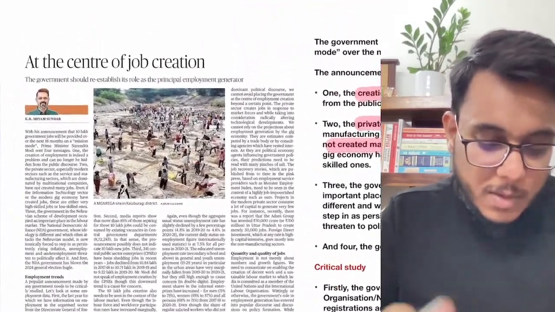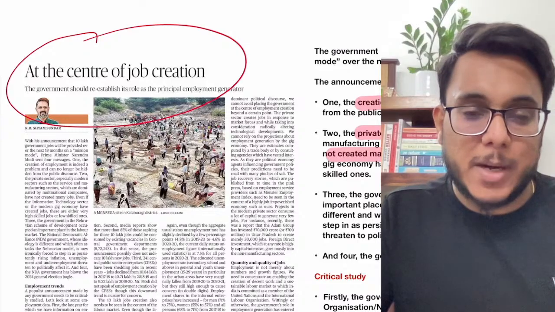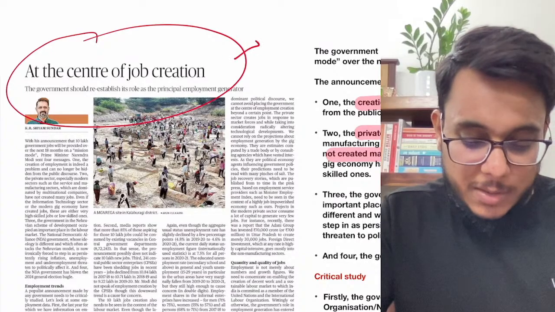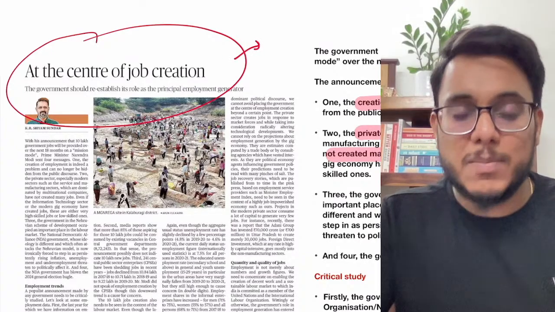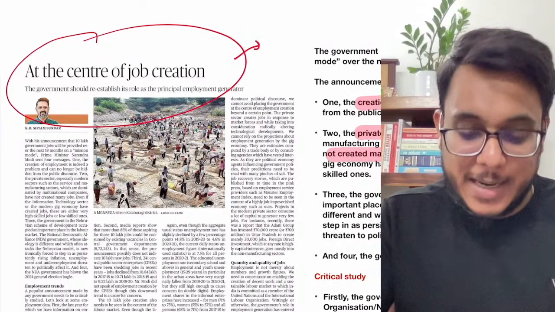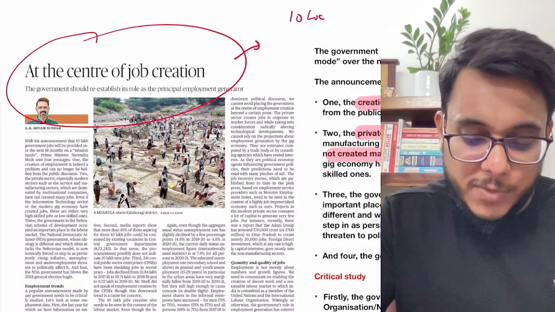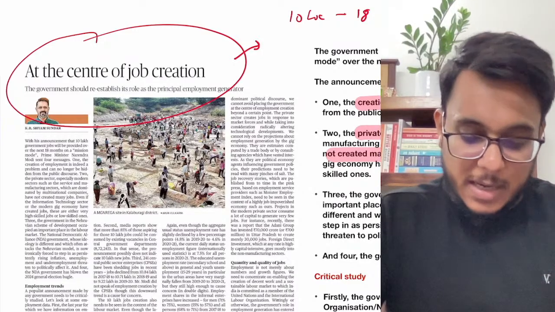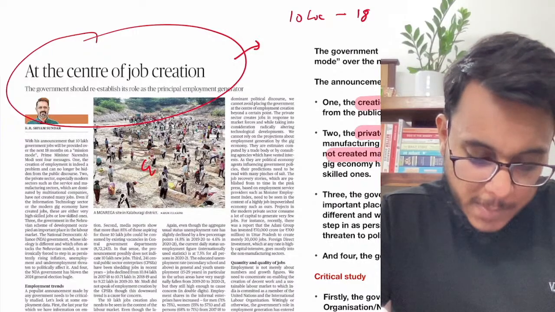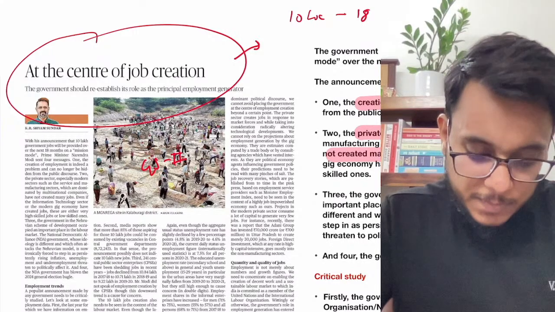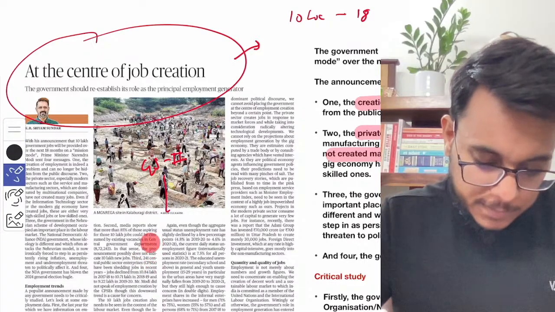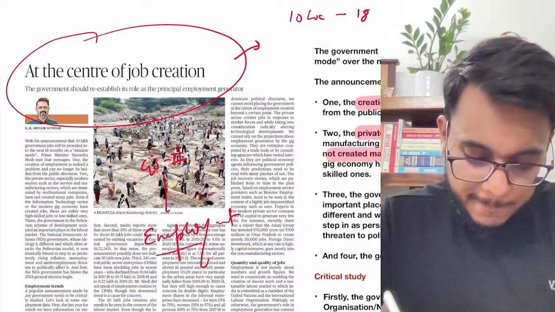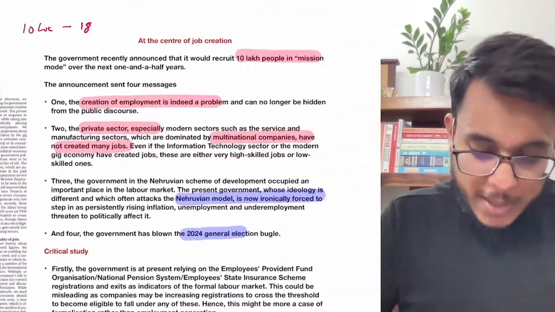Now, "At the Center of Job Creation", this particular article has been taken again from the Hindu editorial section, and it talks about the critical analysis of the recent scheme that the government came out with, where the government had said that 10 lakh jobs will be filled in the next 18 months. Okay, so this particular article we are going to see under GS paper number 2, employment, unemployment. Fine. Now let's see what this particular article talks about.